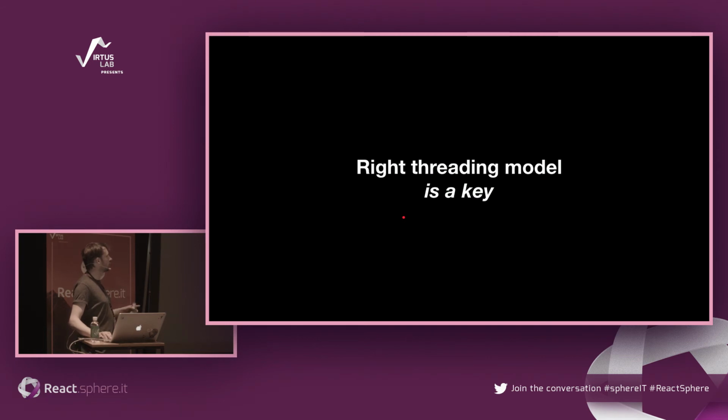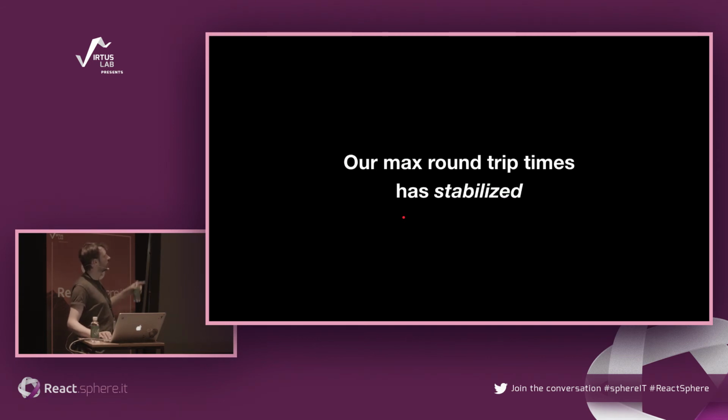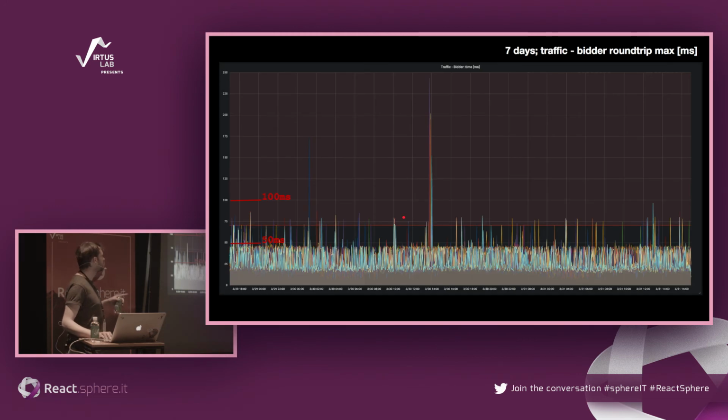So the right threading model is key. I will show you why. It's because our max round trips have stabilized, and that's important. They didn't drop, they stabilized. So you see, that's the max round trip latency between traffic and bidder. I told you that this is the important number, but we are somewhere here. Only a minority of requests are responding with a higher time than 50 milliseconds.